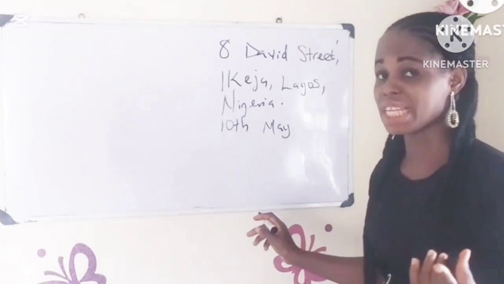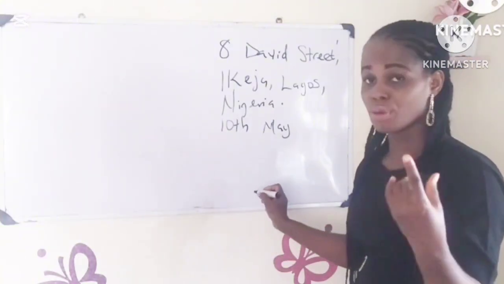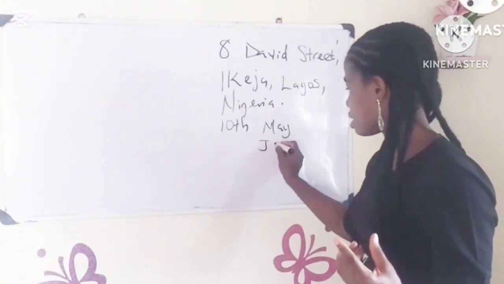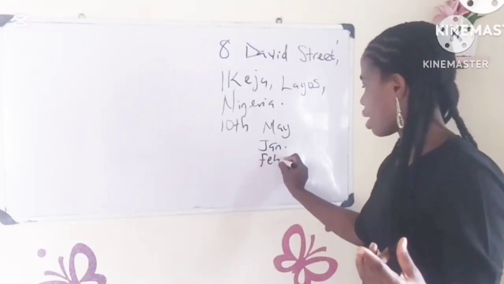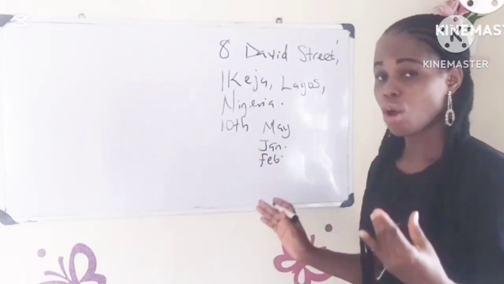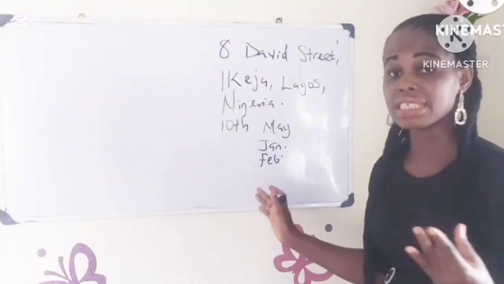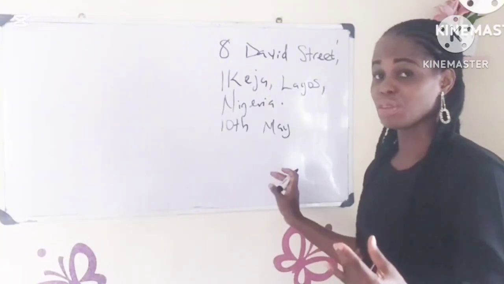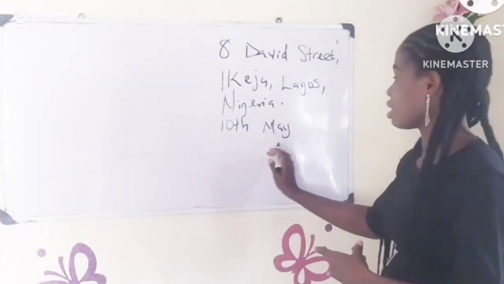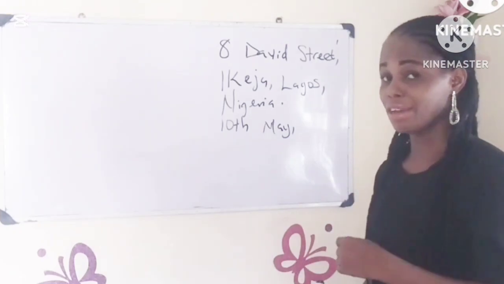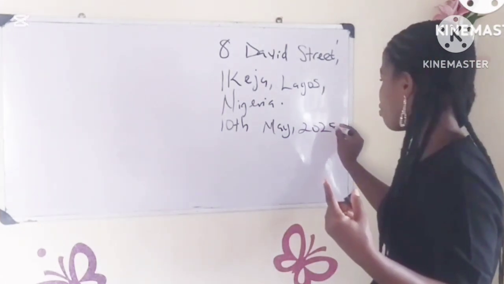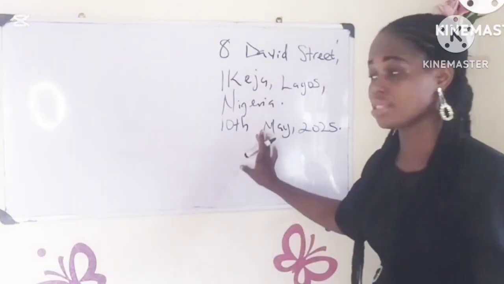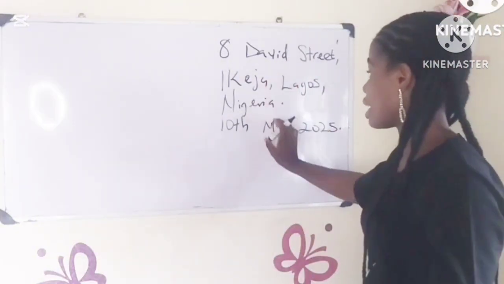Another thing, please, if the month is January or February, don't write Jan or Feb. Don't abbreviate the name of the month. Write the name of the month in full. So 10th May, mark it off with a comma, 2025, full stop. So that is your address and the date.